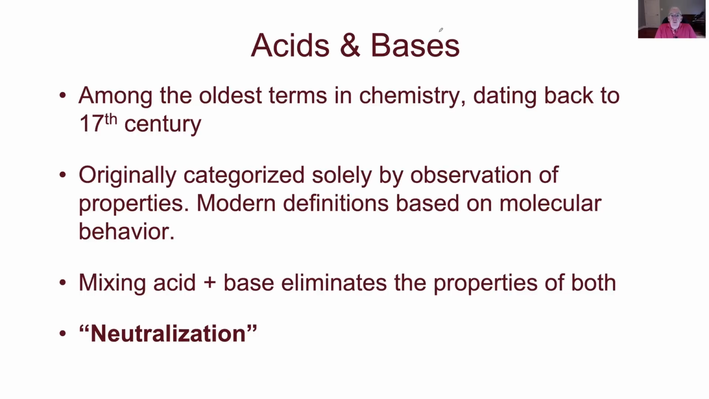Acids and bases are two of the oldest terms in chemistry. They go back to the 17th century, which is quite a long while, right? Originally, these categories were created and things were categorized into them based on just observations of their properties. Acids, for example, are generally good at dissolving things that you might not think of dissolving readily, like rocks or hunks of metal, things like that.